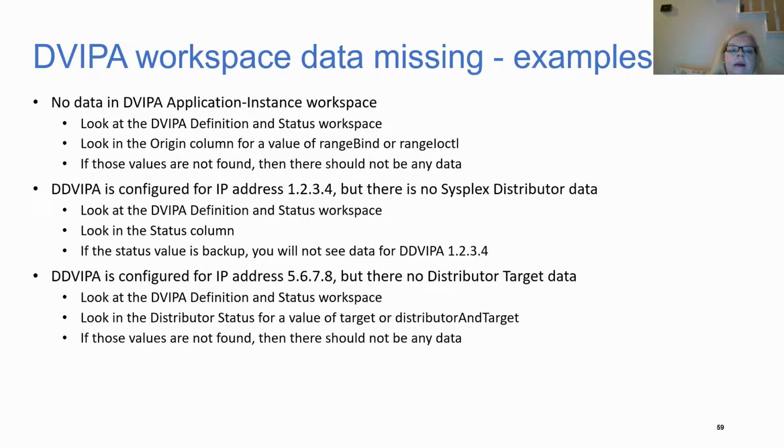And finally, a distributed DVIPA is configured for IP address 5.6.7.8, but there's no distributor target data. You're going back to that same definition and status workspace, but then you're going to look in the distributor status for a value of target or distributor and target. So again, depending on what you're looking for, that definition and status workspace is your first stop to try to figure out what's going on.